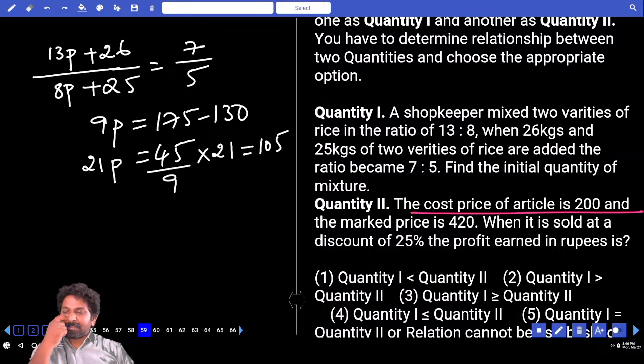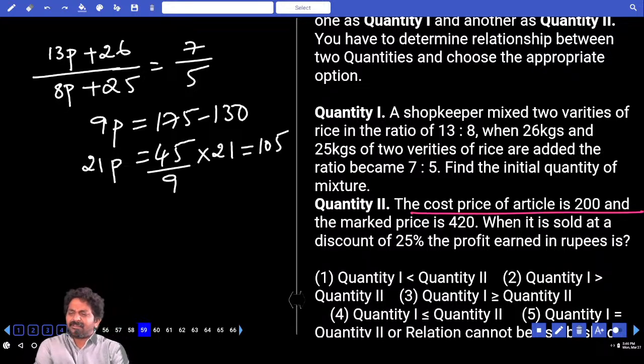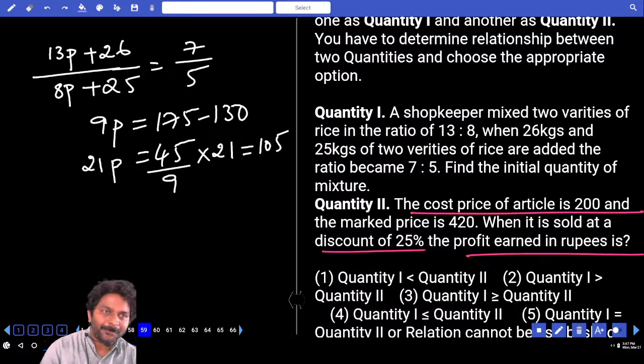Cost price of the article is 200 and the market price of the article is 420. When it is sold at a discount of 25%, the profit earned in rupees is? After the 25% discount, they are asking how much profit, right?